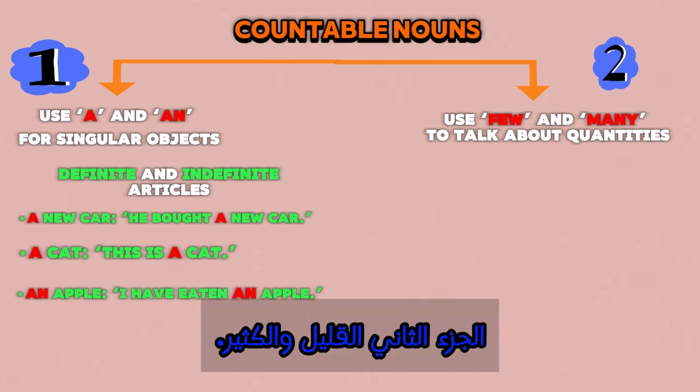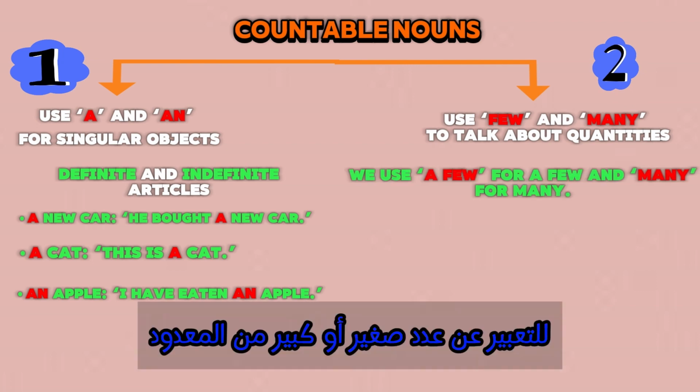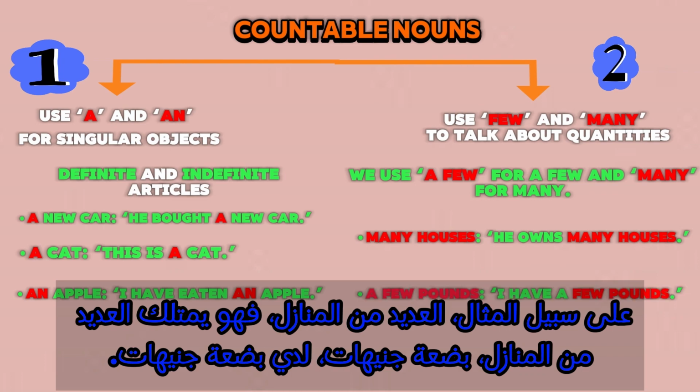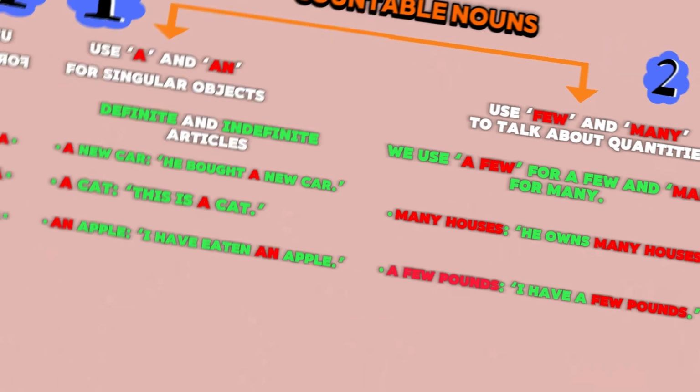Part 2. A few and many. To express a small or large number of countable things, we use a few for a few and many for many. For example, many houses. He owns many houses. A few pounds. I have a few pounds.